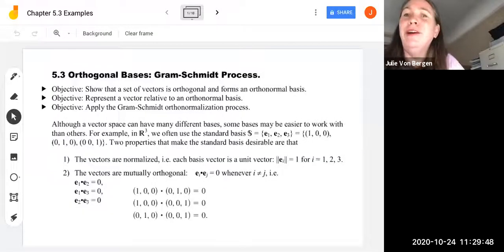In this video, we are going to take a look at orthogonal bases and what's known as the Gram-Schmidt process. This is chapter 5.3, and we'll be working through examples and theorems and explanations.